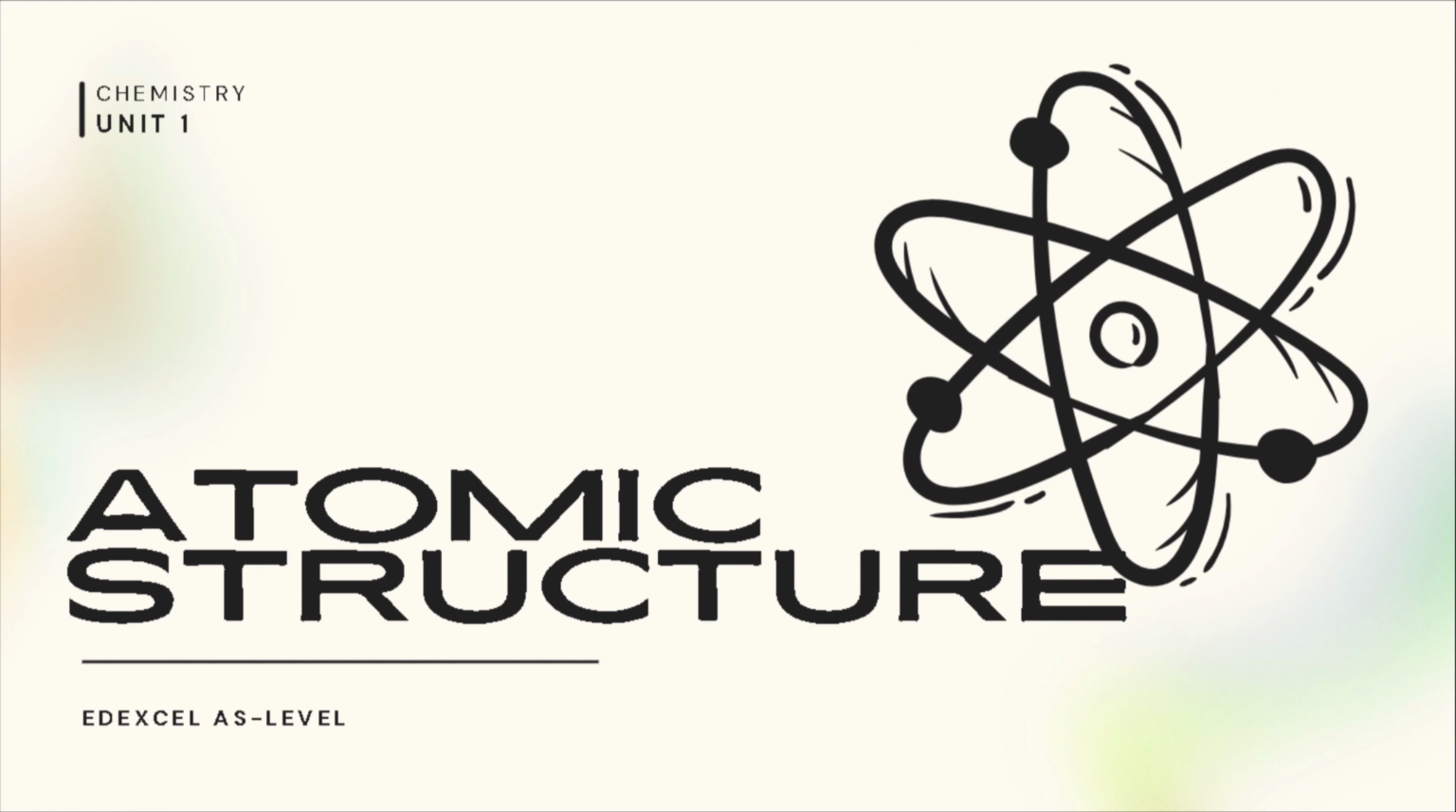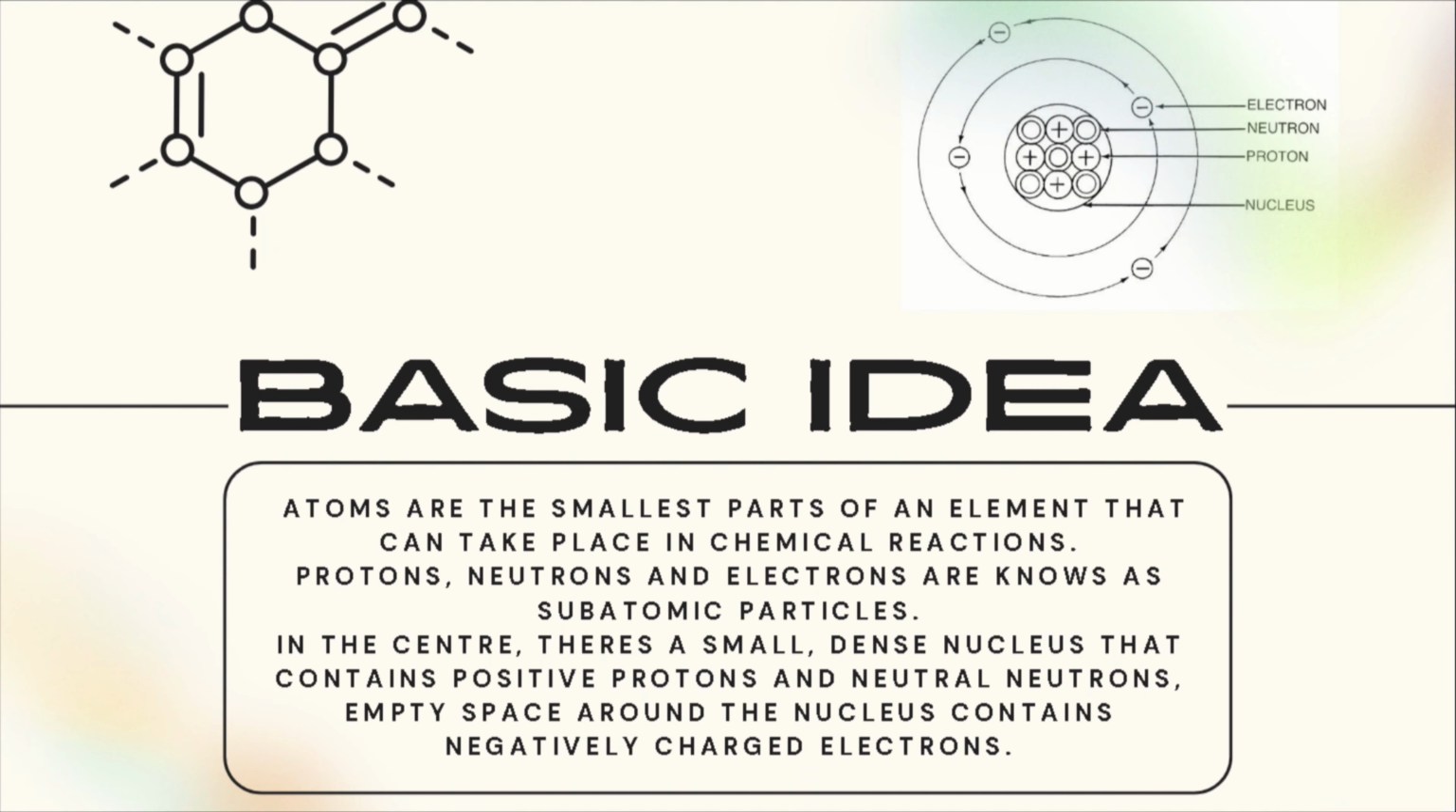Let's begin. So the basic idea is you have to memorize this definition of atoms. Atoms are the smallest parts of an element that can take place in a chemical reaction. Protons, neutrons and electrons are known as subatomic particles. That is what atoms are made of. Inside the nucleus we have protons and neutrons, and protons are positive, neutrons are neutral, and electrons are negative. Electrons are surrounding the nucleus in the electron cloud.